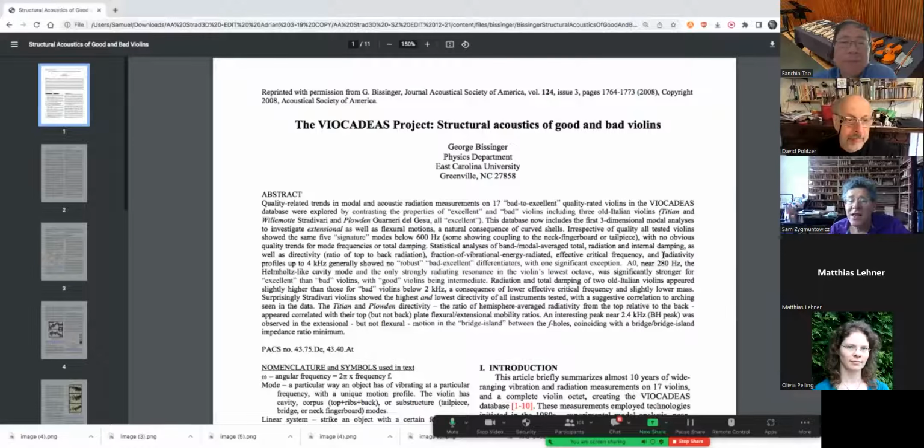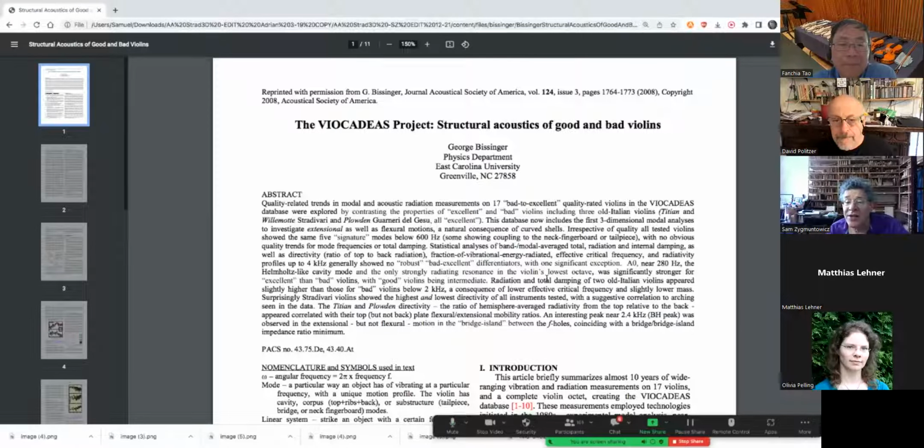And he did say that, comparing the great violins with the bad violins, well, generally it showed no robust bad-excellent differentiators with one significant exception. A0 near 280 was the only strongly radiating resonance in the violin's lowest octave, and it was stronger in the excellent than in the bad violins, and the good violins were in the middle.